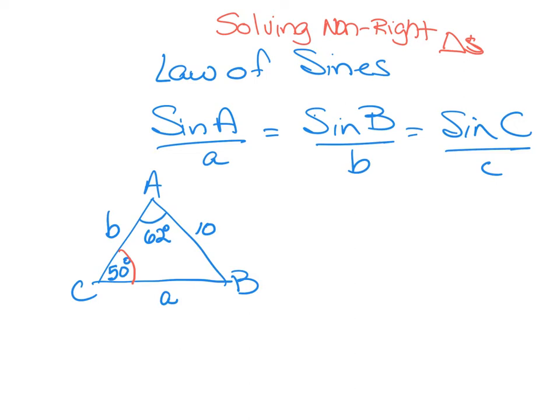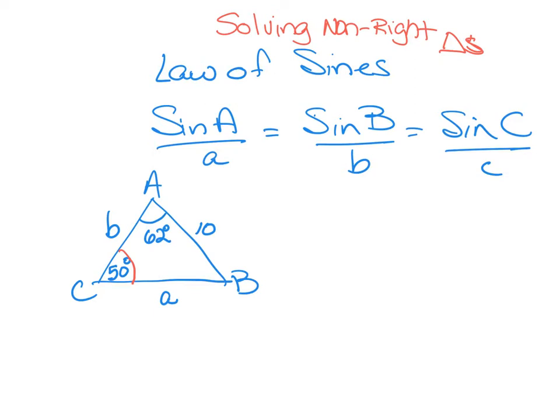When you have a non-right triangle, you can't use the Pythagorean theorem, you can't use SOHCAHTOA, and you can't use 45, 45, 90 or 30, 60, 90. So you can use the law of sine or the law of cosine, okay? The first thing you see is that you don't have a right triangle here.